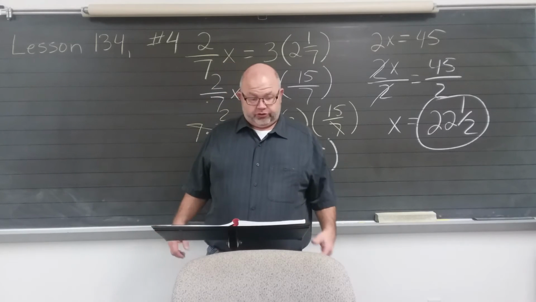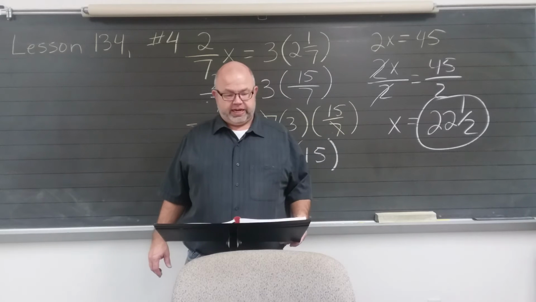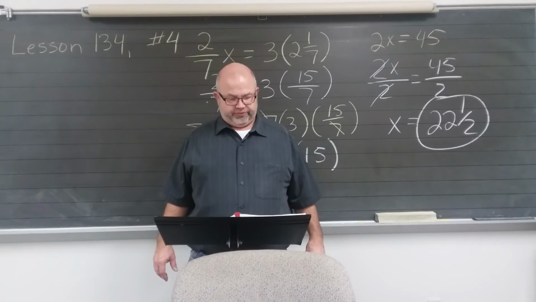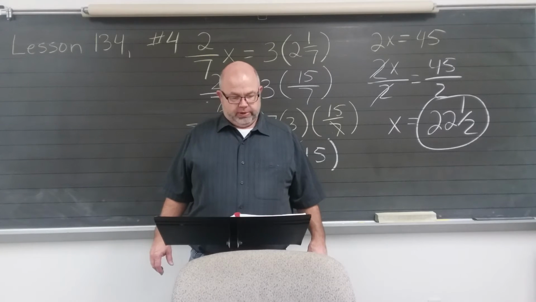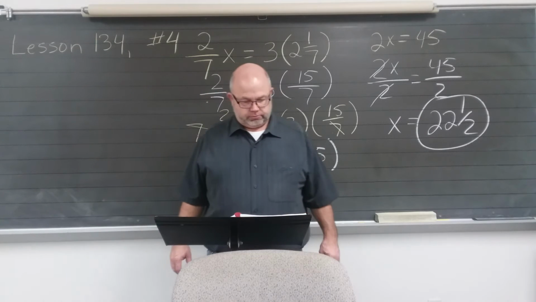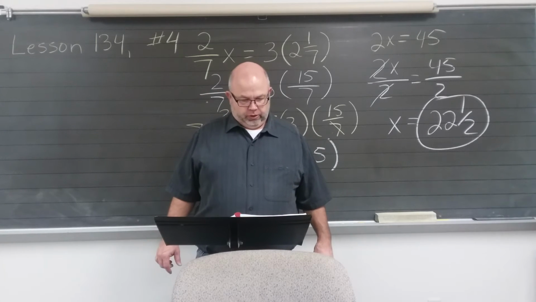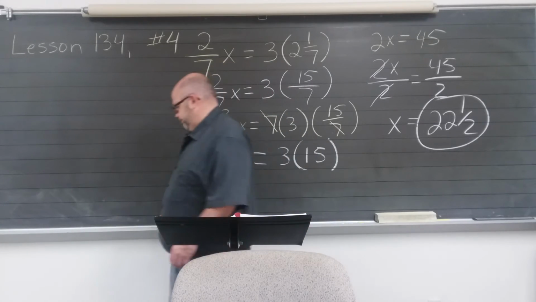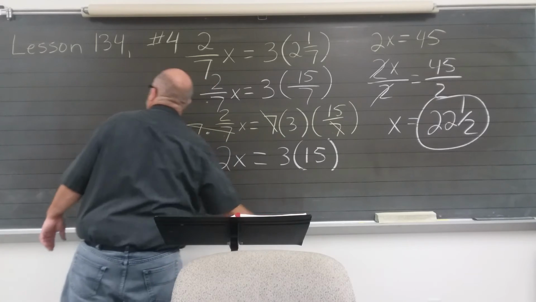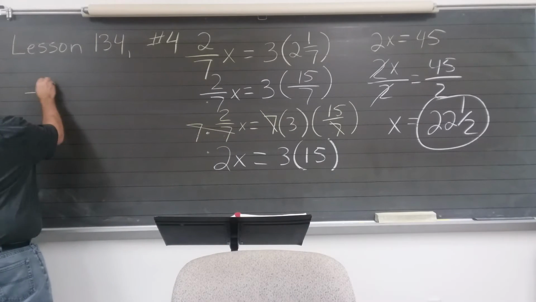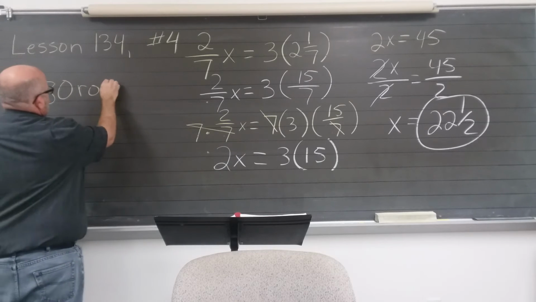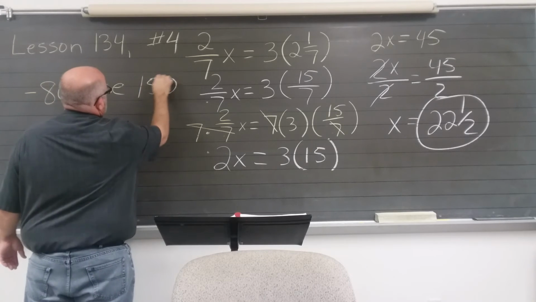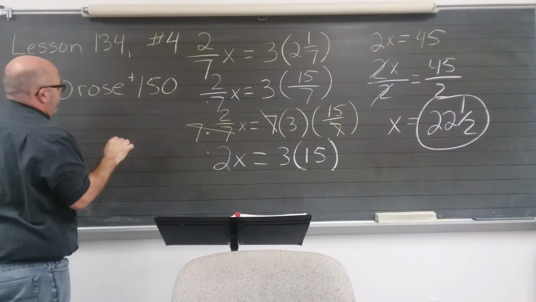Number 1, the final answer is 24. Number 2, 90. Number 3, 14. Number 4, 22 and a half. Number 5, the temperature started at negative 80 degrees, so 80 below 0. Negative 80, it rose 150 degrees. That means plus 150, right?